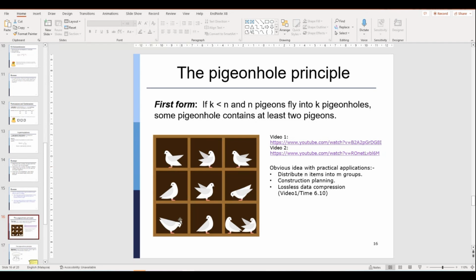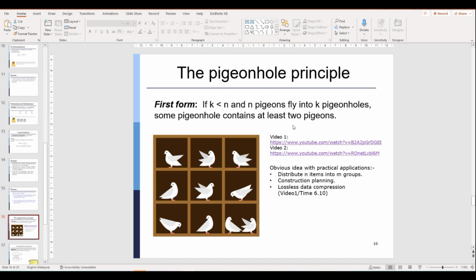Now, let's say that we have 9 pigeonholes, but we have more than 9 pigeons. So what will happen is that, let's say we have 10 pigeons, definitely one of the pigeonholes will have 2 pigeons, correct or not? Randomly, any one of the pigeonholes might have more than 1 pigeon, might have 2 pigeons, correct or not? So that is the concept.